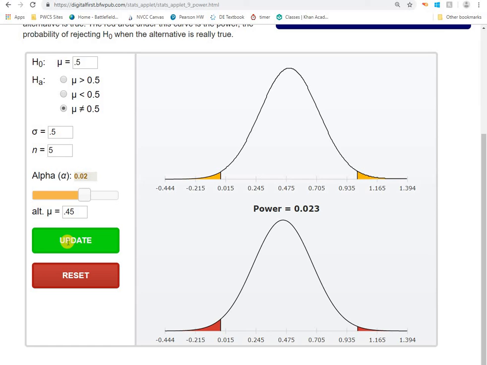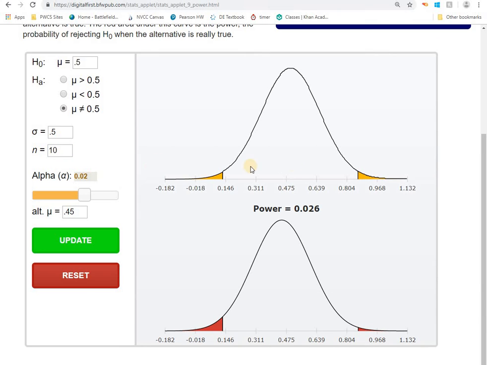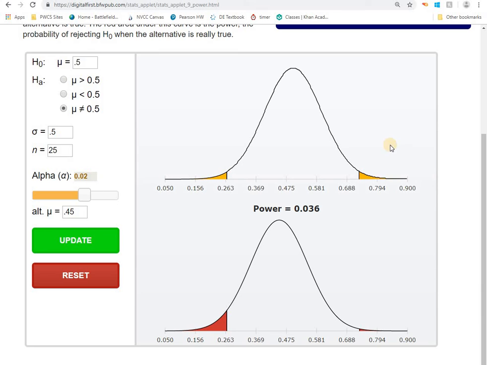Gets a little bit fatter. It comes down a little bit on the top and it comes in on the sides. That's a sample of size 5. Sample of size 10. You see how it's scooching in a little bit? 15 scooches in a little bit. 25 scooches in a little bit.